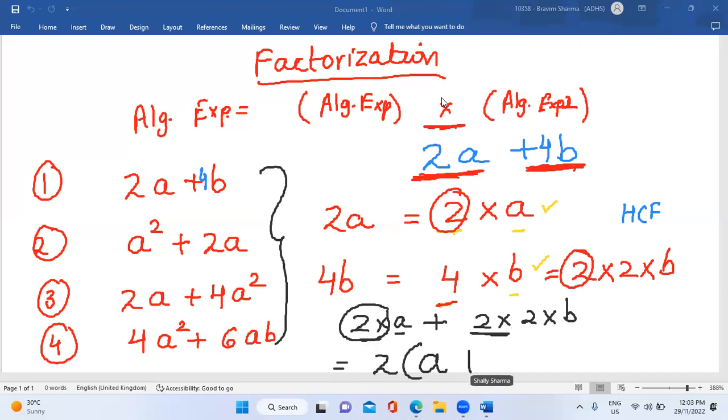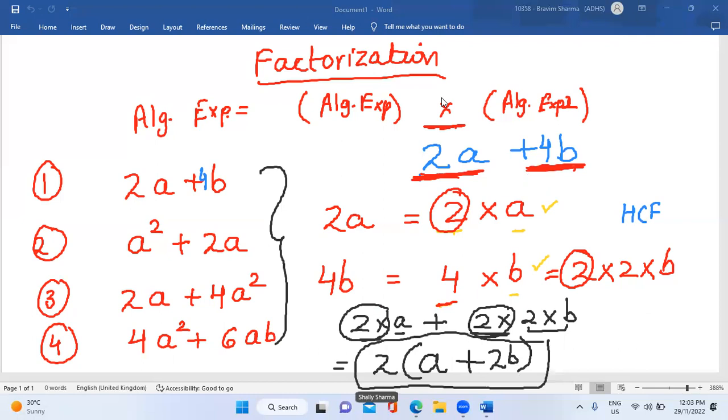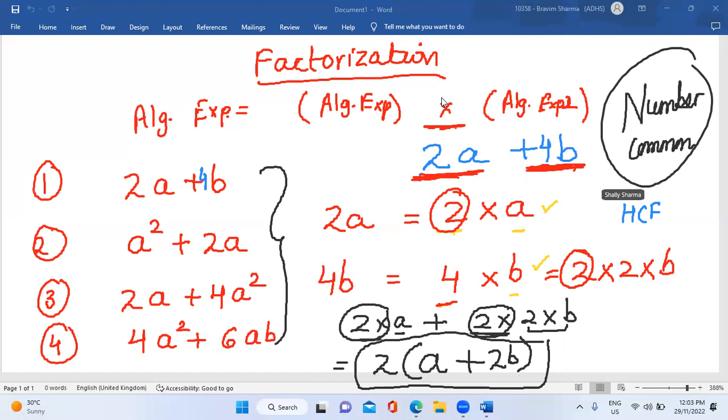Then there is a plus symbol. This 2 multiplied is taken outside and we will write it only once. And what is left inside the bracket? It is 2b. So this is the factorization. It is a factorization of the first type where we are just taking a number common. Only a number is common and we are factorizing with the help of that.